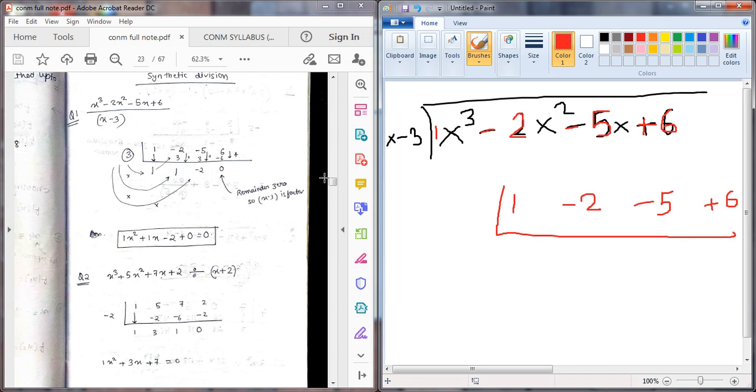Now over here I have x minus 3. So what will I divide it with? Since it is x minus 3, x minus 3 is equal to 0, so basically x is equal to 3. So I am going to put 3 over here. Now if it was x plus 3, in that case I would have written minus 3 over here.